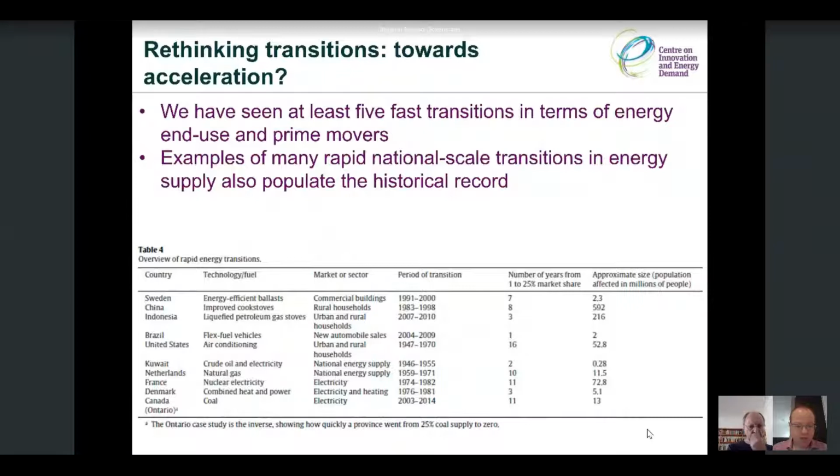The 5 ones in end-use devices are energy-efficient lights in Sweden, cook stoves in China, cook stoves in Indonesia, flex fuel vehicles, which are vehicles that use ethanol and petrol or gasoline together, in Brazil, and air conditioning in the US. And then the 5 national supply transitions were oil and electricity in Kuwait, the Dutch dash for gas, the French nuclear rollout, Danish combined heat and power, and the phase out of coal in Ontario.